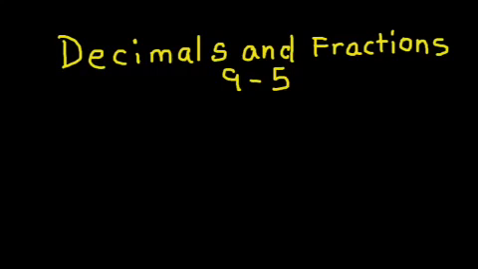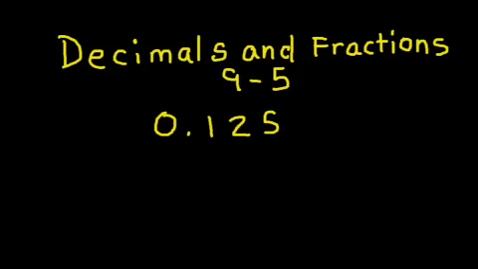Okay, today we're talking about decimals and fractions. And what we're going to be doing is taking decimals and turning them into fractions. But before we do that, I need to remind you about the place value of decimals. So if I have the decimal 0.125, it's really 125 thousandths.